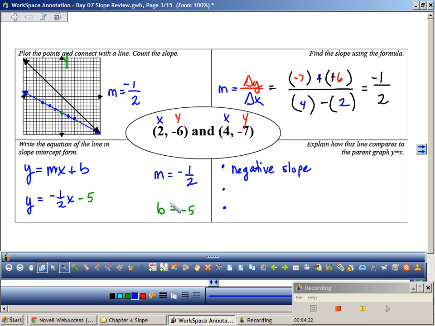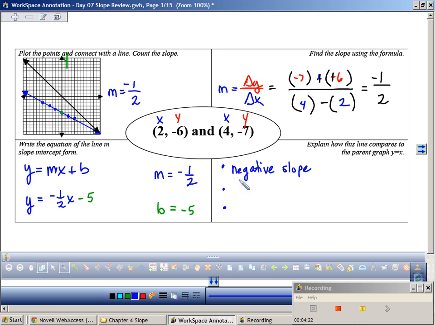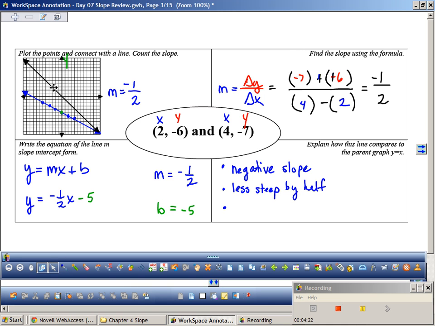Somebody new? Yeah? It's less steep. By how much? By half. It's less steep by half. We cut our slope in half, so I could take my slope of that parent graph and make it less steep by half.